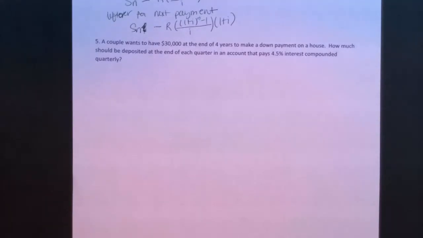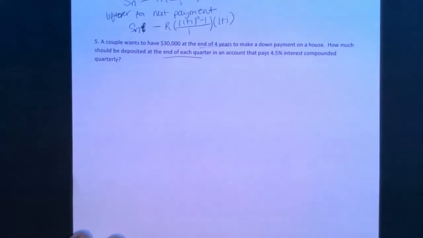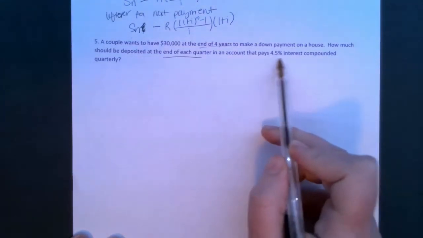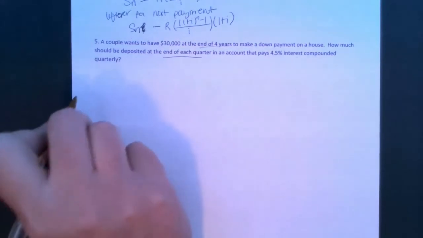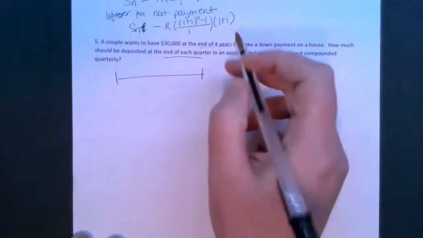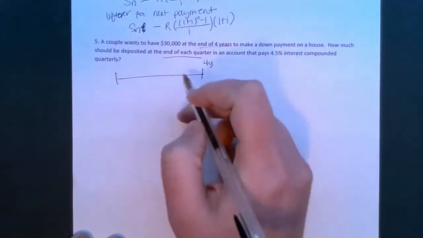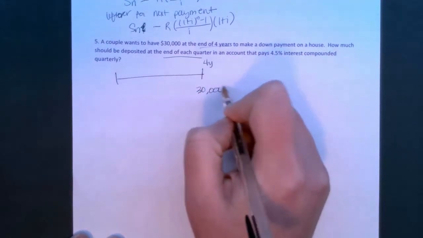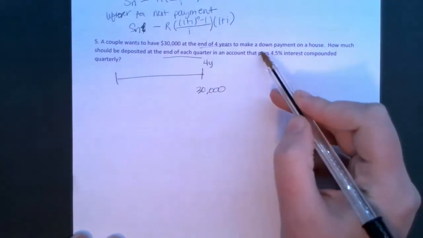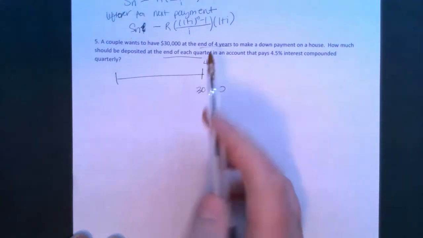A couple wants to have $30,000 at the end of 4 years to make a down payment on a house. How much should be deposited at the end of every quarter? So again, we have the end, so we know that we're looking at that, so that the couple has the money, and our interest rate is 4.5%. So we have our timeline here. End of 4 years, so this is our 4-year mark. We want $30,000.